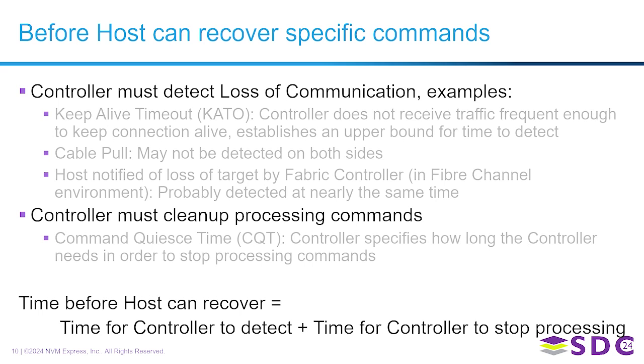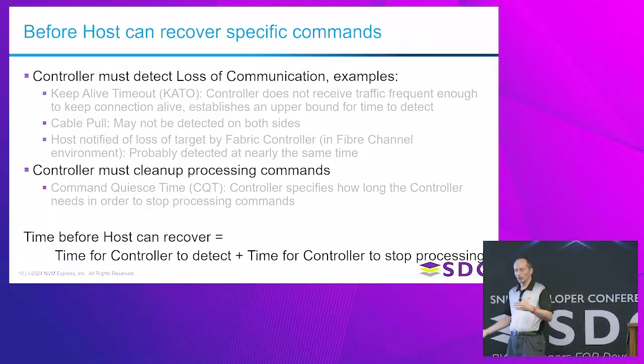Well, that's not really a symmetric event. If the cable pull happens on the controller side, yeah, it detects it right away. But if it happens on the host side, the host detects it right away, but the controller may not have any idea that that cable pull happened. Now, in the instance of Fibre Channel, it tends to propagate some of these events through the network. And so if you get a cable pull in Fibre Channel on one side, you can generally assume that the other side knows about it because the fabric controller will let them know.